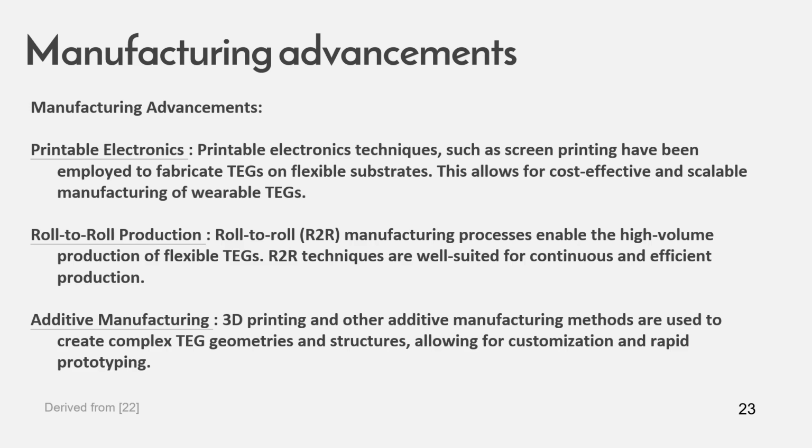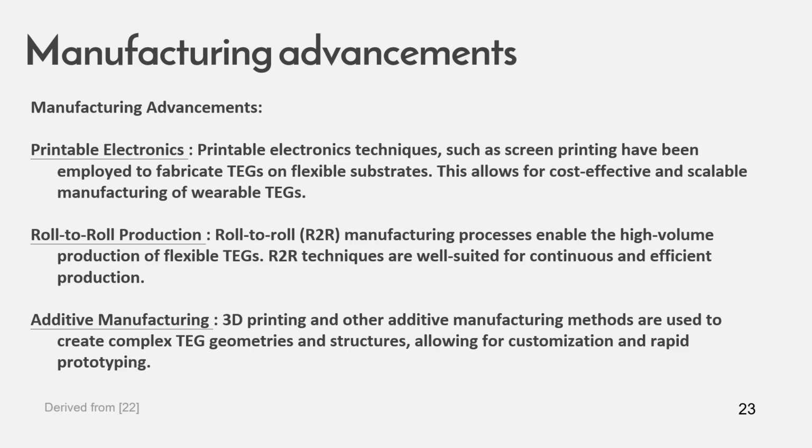The second point is hardware production or roll-to-roll production. It's a manufacturing process which enables high volume production of flexible TGs. Roll-to-roll techniques are well suited for continuous and efficient production. The first 2 points are related to the bulk production of TGs, and the third one comes into play in the stream of research and development of TGs, and additive manufacturing techniques.